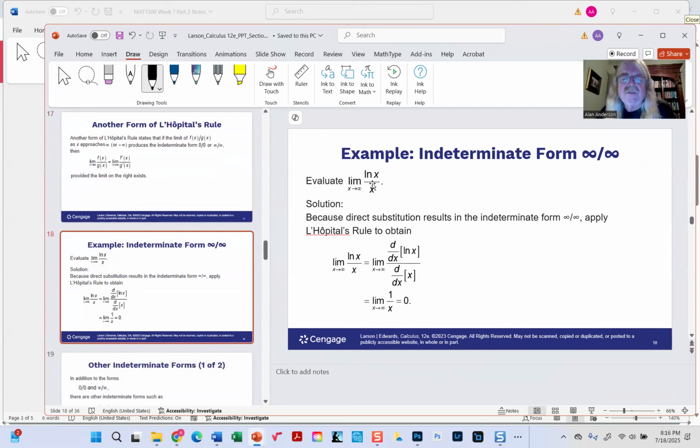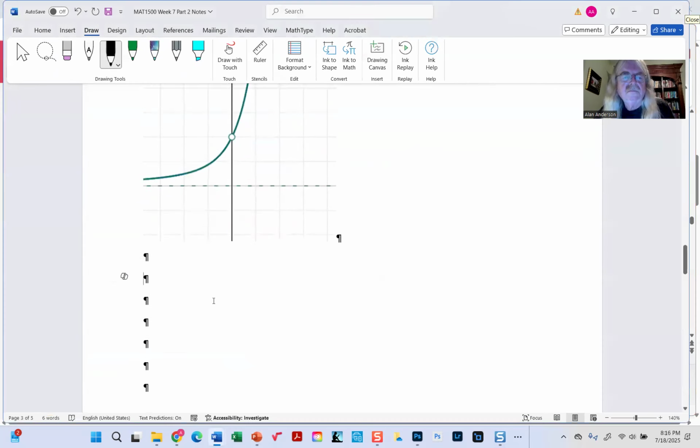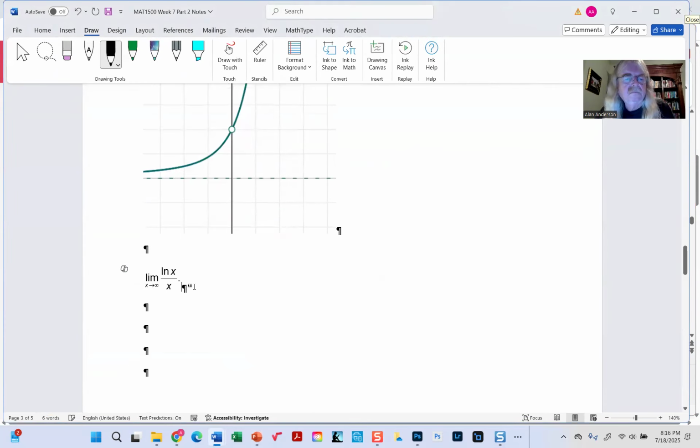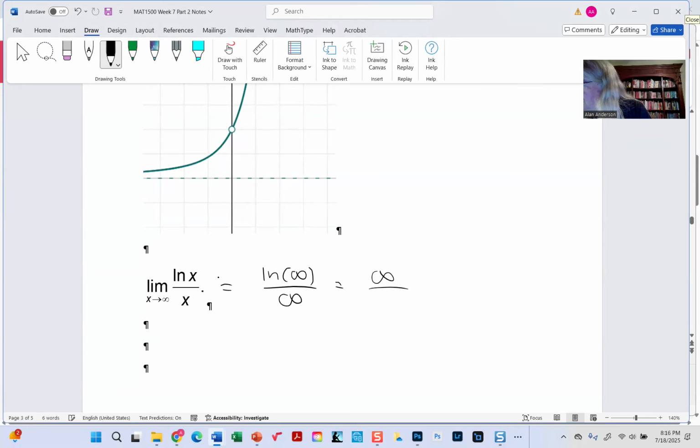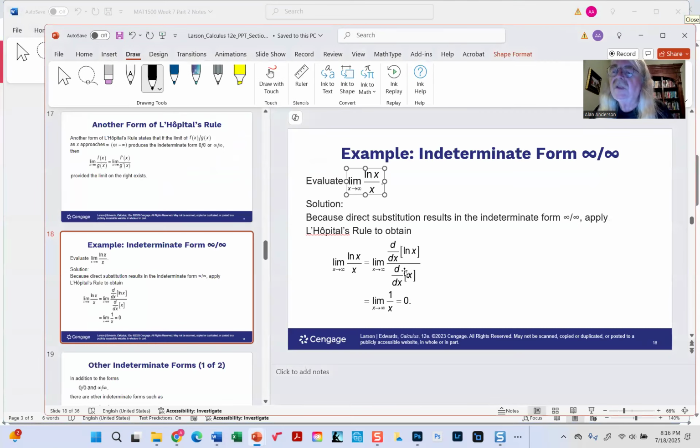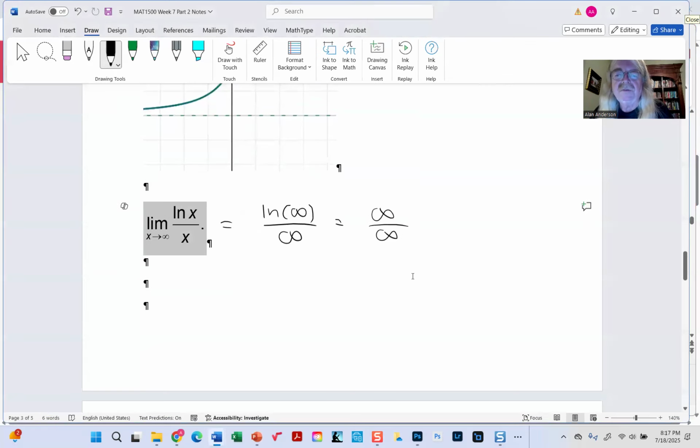Let's see. Here's another one. Let's try this. So this time we're going to wind up with direct substitution. Oh yeah, there we go. Infinity over infinity. That's one of the indeterminate forms that will let us use L'Hopital's rule.